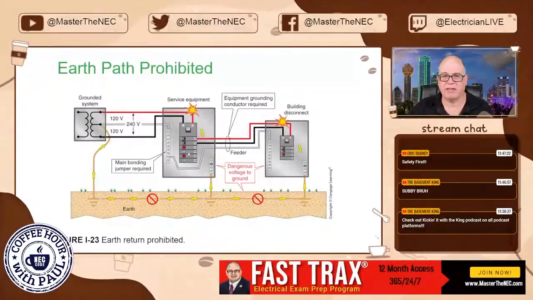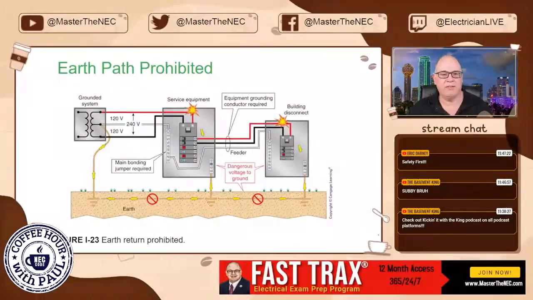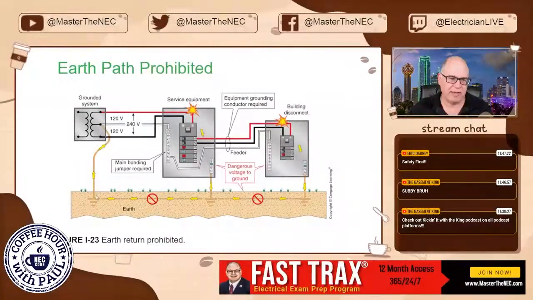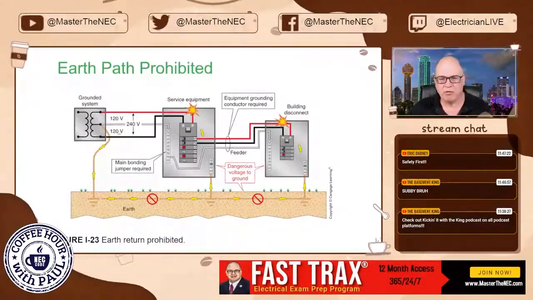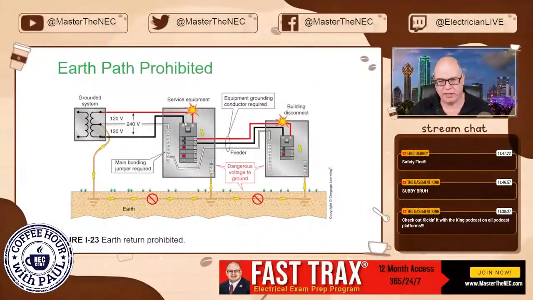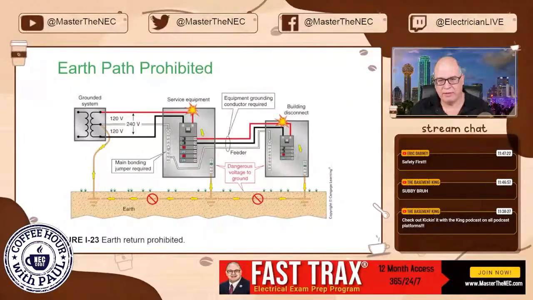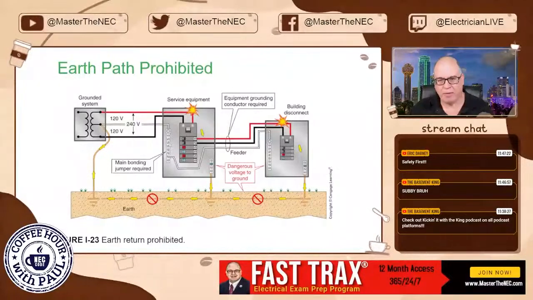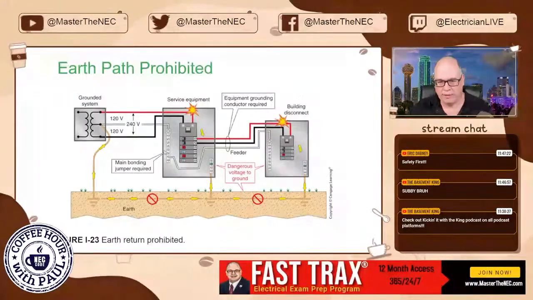So here's a good example. Check this out. So here is the transformer. This is a typical residential. And here you see the connection to earth established here at the transformer. Good to go. Dropping down to the actual service equipment. Okay. Very good. All right. And you have the main bonding jumper required right here. Now the problem is there isn't one.